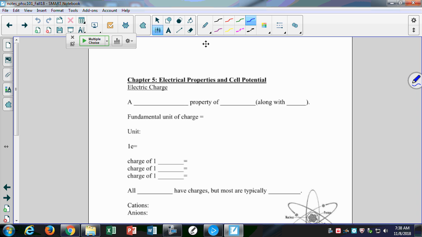Oh, yes. Okay. So, electric charge, it's a fundamental property of matter. So we've talked about some fundamental properties of matter. Or really, we just talked about one. The one we talked about before was mass. All matter is made up of stuff, and we describe how much stuff that is as mass. In a similar way, all matter has charge. It's a fundamental property of matter, along with mass.